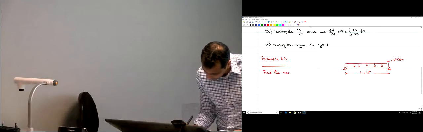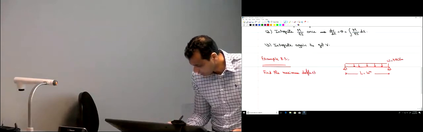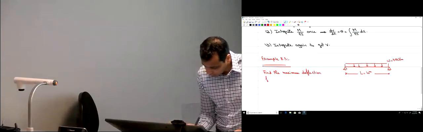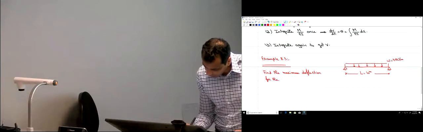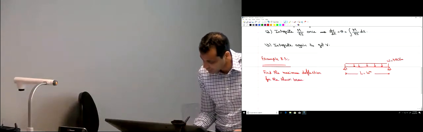Here we're required to find the maximum deflection for the shown beam. How much is the maximum deflection here?